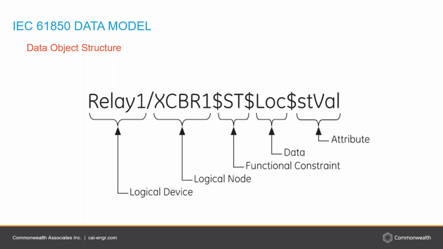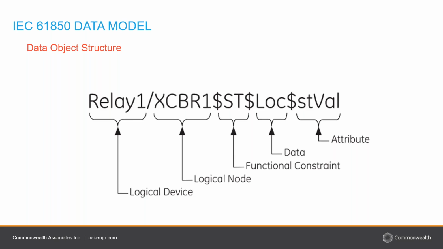So the LOC data element will have a data attribute, which is the status value, which will provide you the actual information on whether the circuit breaker is in local or remote mode of operation. And the functional constraint, which is given by the ST identifier, tells you that this status value is a status kind of information. So if you read this word together as a whole, then you will get the complete information on the mode of operation of the circuit breaker in that substation.